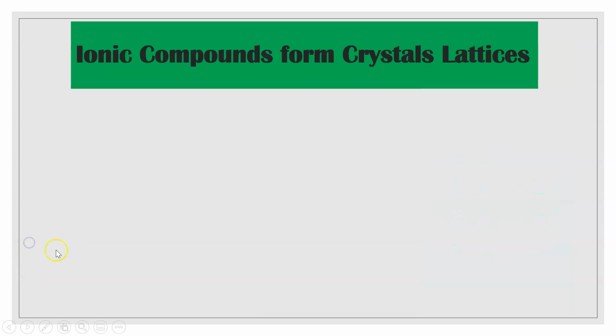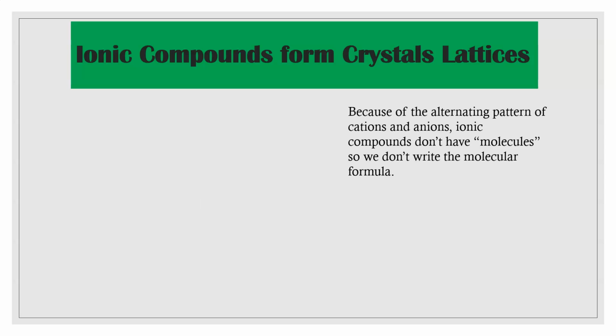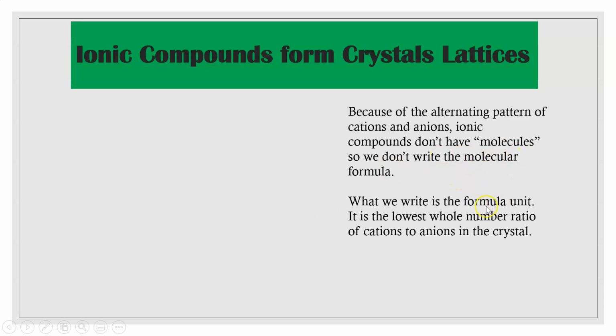So, continuing with our look at these ionic crystals, because we have alternating patterns of cations and anions, we don't ever talk about having ionic molecules. We only ever say that we have ionic compounds because they don't have a molecular formula. They have what we refer to as a formula unit. And that is the lowest whole number ratio between the cations and anions in the crystal.